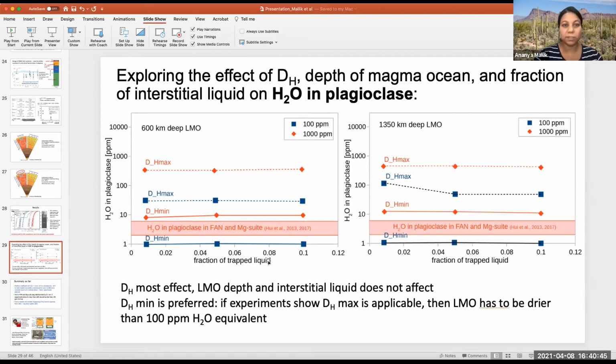On the x-axis, we have fraction of interstitial liquid, and on the y-axis, we have water content in plagioclase. The orange and the blue points represent our model results. And then this orange field here is basically the water in plagioclase that has been measured from some of these lunar samples. And again, what we find here is that the choice of partition coefficient is definitely important, because you can see they're distinct curves for each partition coefficient that we've used. But also, in order to explain the water content in these plagioclase, what we need is actually the lower end, or more incompatible hydrogen. And again, that contradicts some of the recent findings, which hint towards hydrogen being more compatible. So if indeed hydrogen is more compatible, all that means is that we would have to have a much drier lunar magma ocean to start with, something that has less than 100 parts per million of water equivalent.